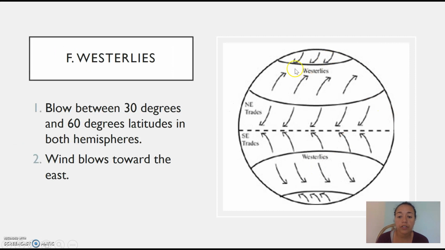Then you have your westerlies. The westerlies blow from 30 degrees. I don't have it on here, but this would be 0 to 30, then 30 to 60. From 30 to 60, your westerlies are blowing towards the east. It's called westerlies because it's coming from the west. So this is between 30 and 60 degrees latitude in both hemispheres, here and here, and it's going to blow towards the east.